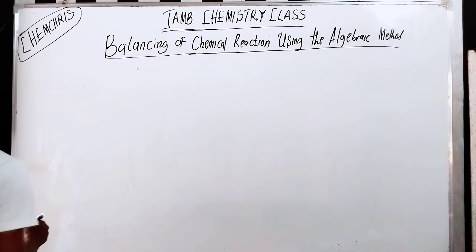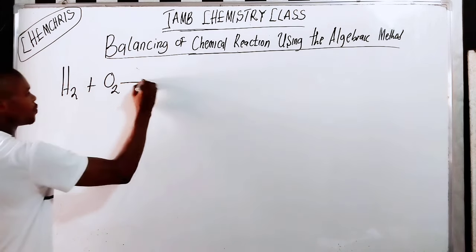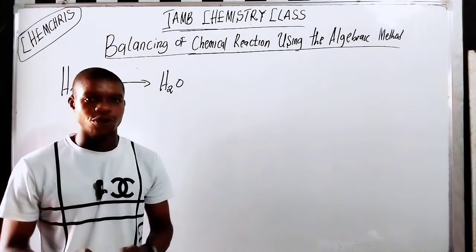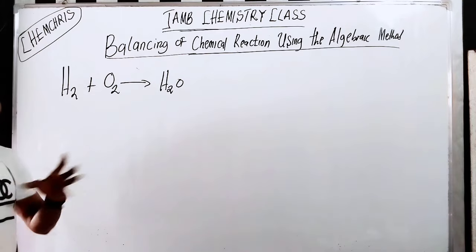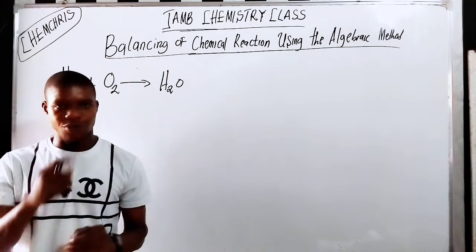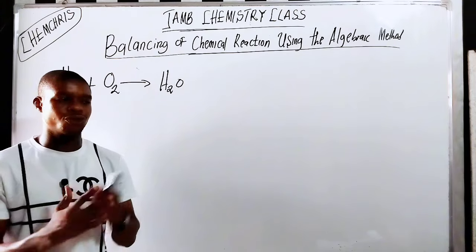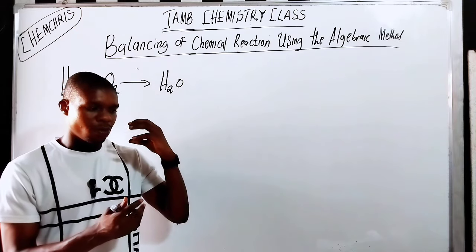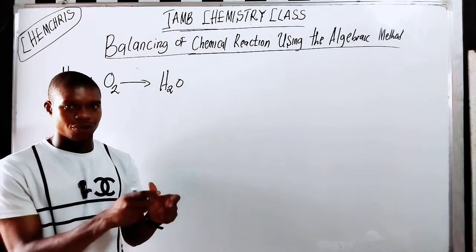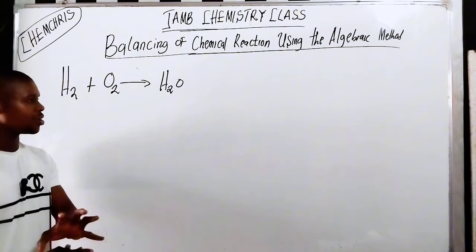The first one we want to balance is H2 plus O2 gives H2O. I know that you can use your normal special method to balance this reaction here, but what I'm going to show you is the other method, which is called the algebraic method. At first, the algebraic method may look so confusing and too long, but I bet you, once you master this method, everything becomes much easier for you. So that is why you want to stick to the end of this video.